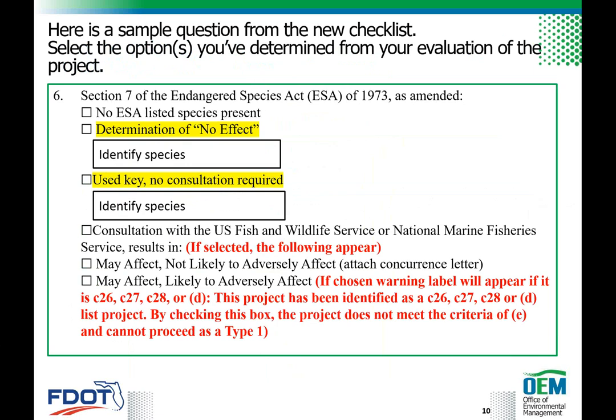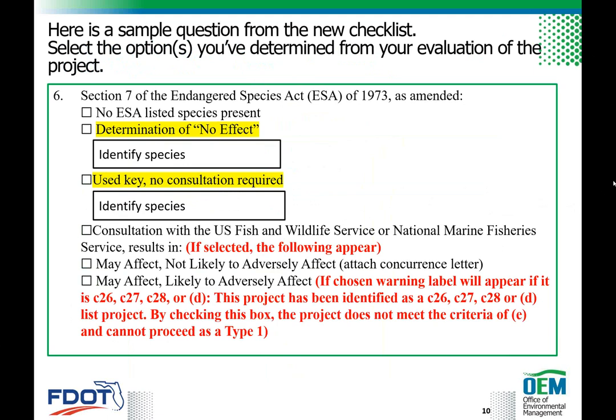With the determination of no effect, what we decided is that for documentation purposes, if you check no effect, you're going to be asked to identify species that may be in the area. Same thing if you used the keys to make that determination. And the keys we're referring to are the keys put out by the United States Army Corps of Engineers and the United States Fish and Wildlife Service for use.